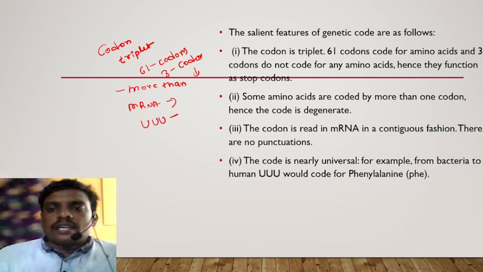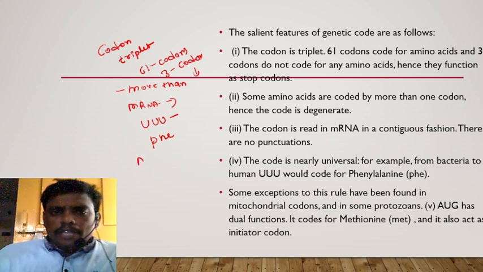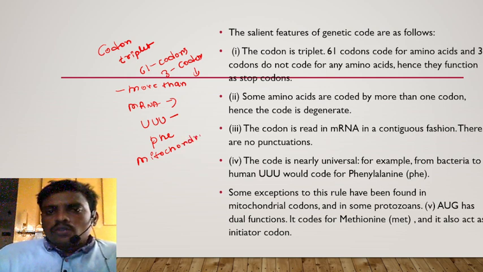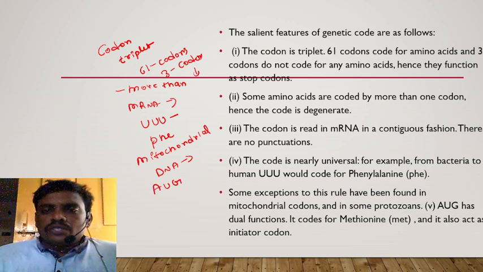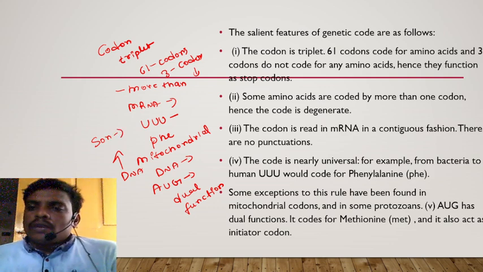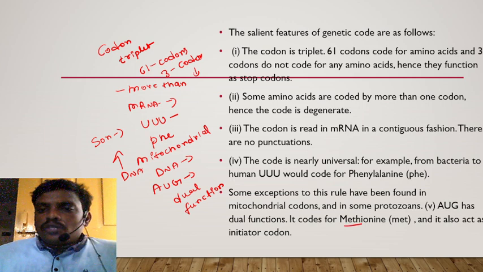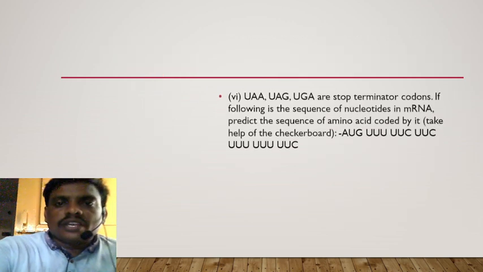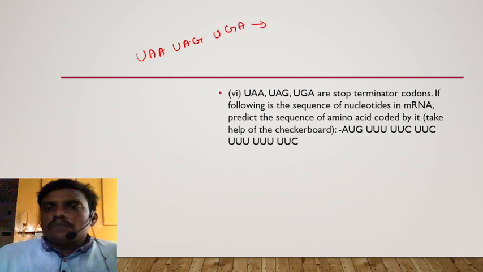Uracil, uracil, uracil codes for phenylalanine, an amino acid indicated by Phe. Some exceptions to this rule have been found in mitochondrial DNA and in some protozoans. A mother's mitochondrial DNA and a daughter's and son's mitochondrial DNA will be similar, because it occurs through the inheritance process. AUG codes for methionine, and it also acts as an initiator codon. Whereas UAA, UAG and UGA are stop or terminator codons.